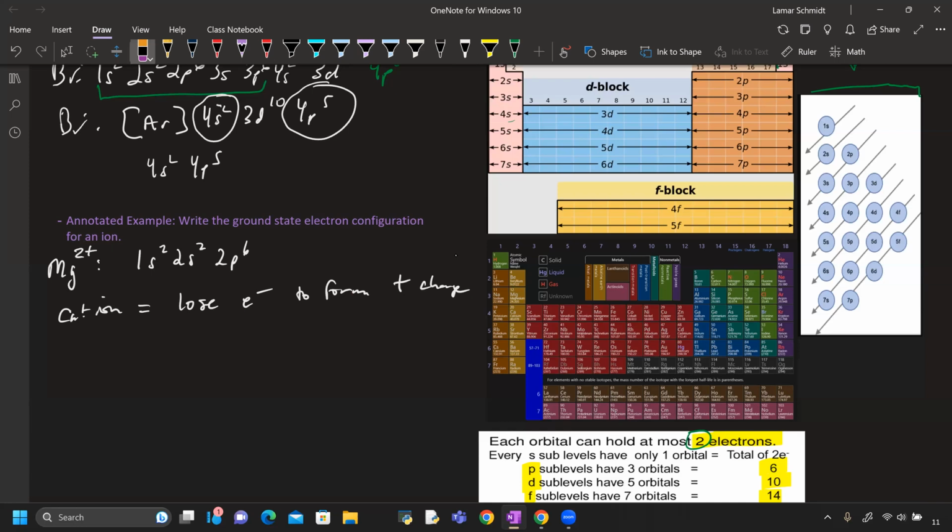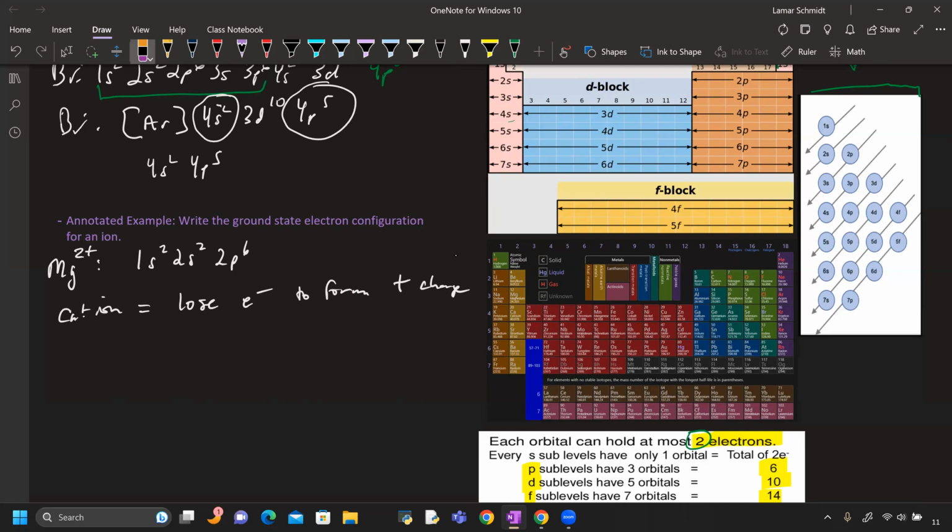What's the noble gas configuration? So we see that magnesium lost two electrons, so it has the same electron configuration as neon. All right, it has the same electron configuration as neon. So it has a noble gas configuration after it forms an ion.